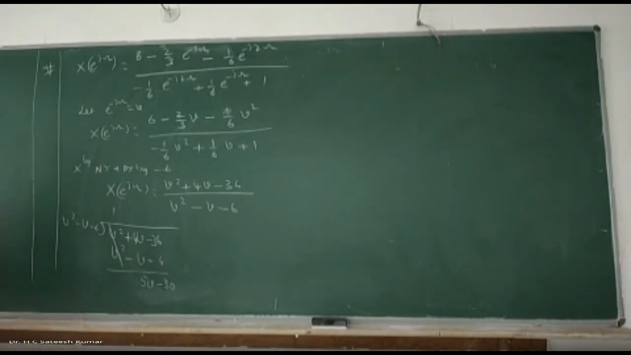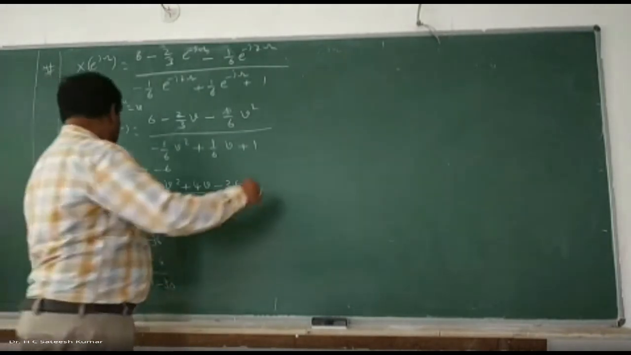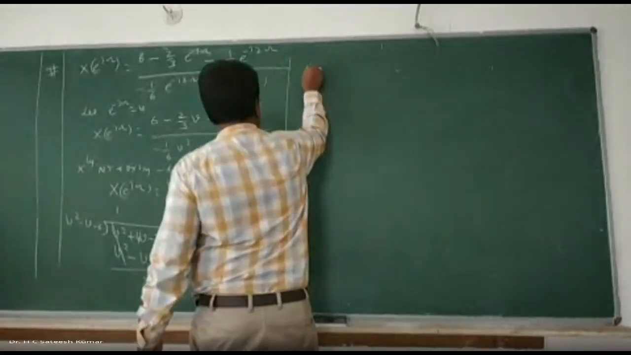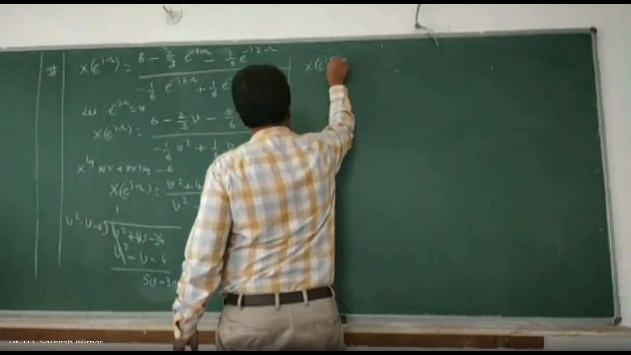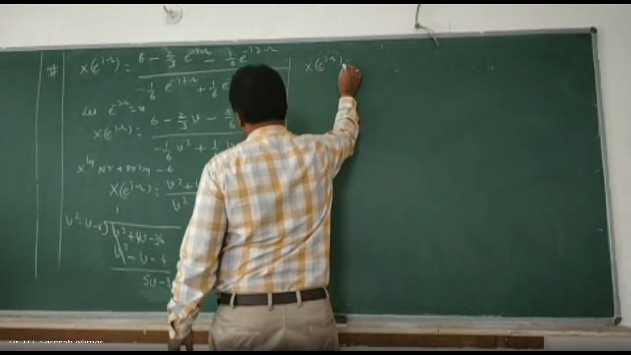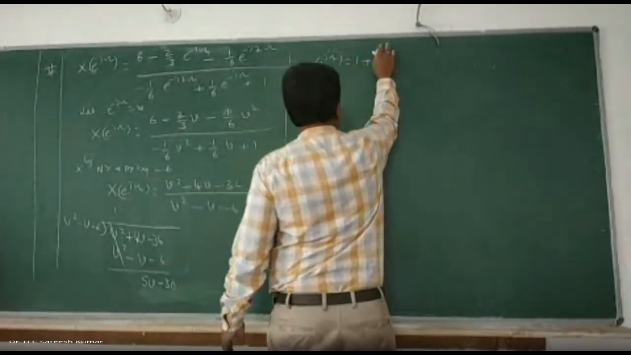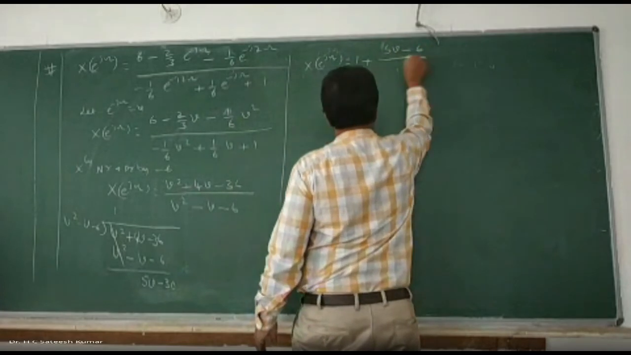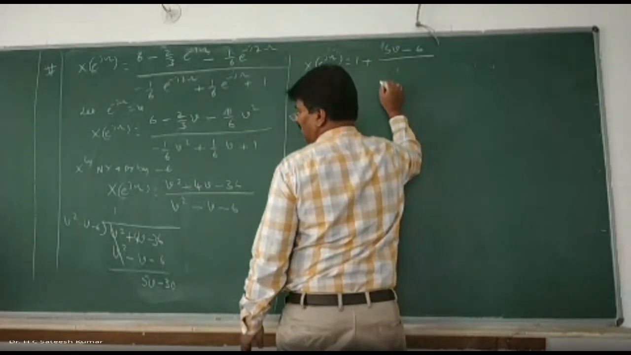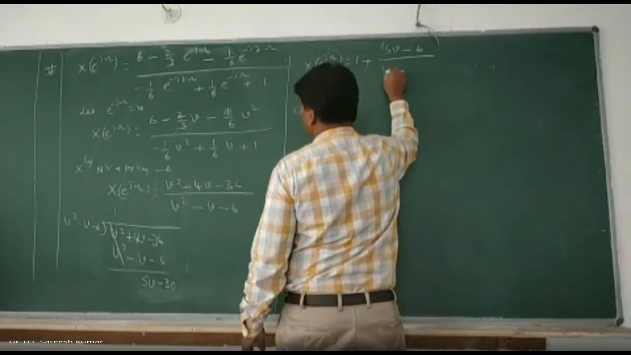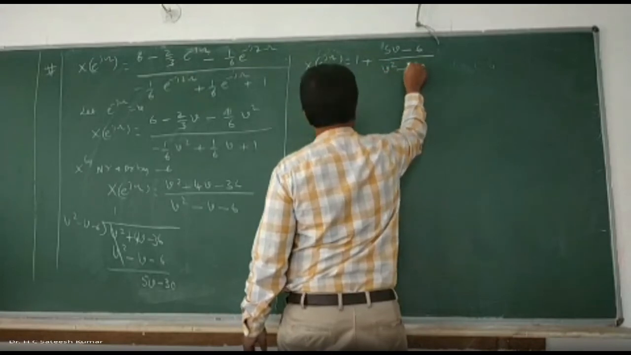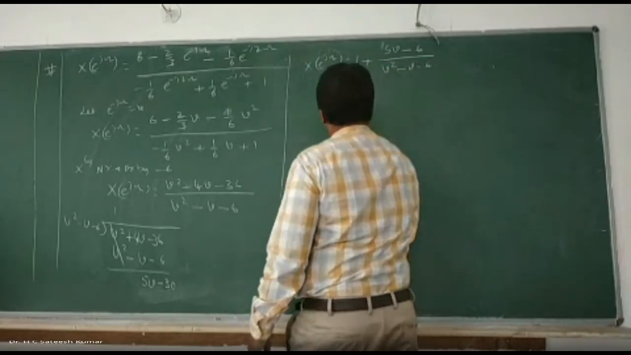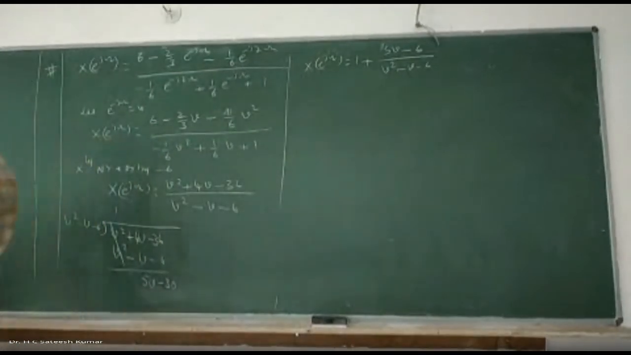Okay, right. That is more or less sufficient, right? So we can write it as X of e to the power of j omega is equal to 1 plus 5v minus 6 divided by, what is that? v square minus v minus 6. Okay, right. So that is the way you should go for the partial fraction.